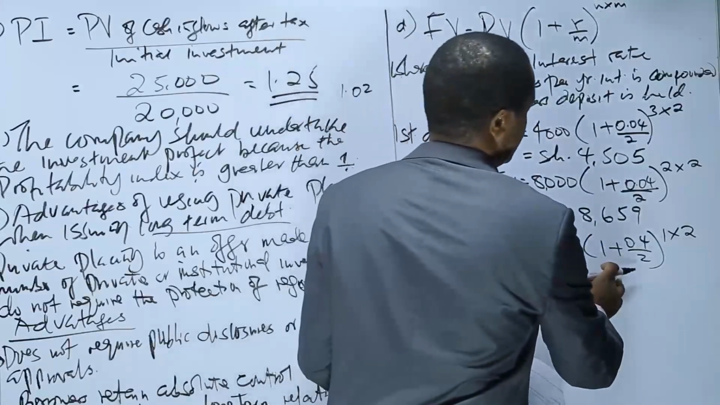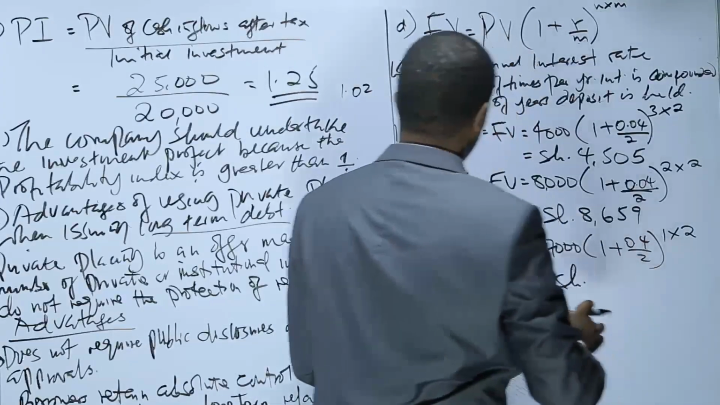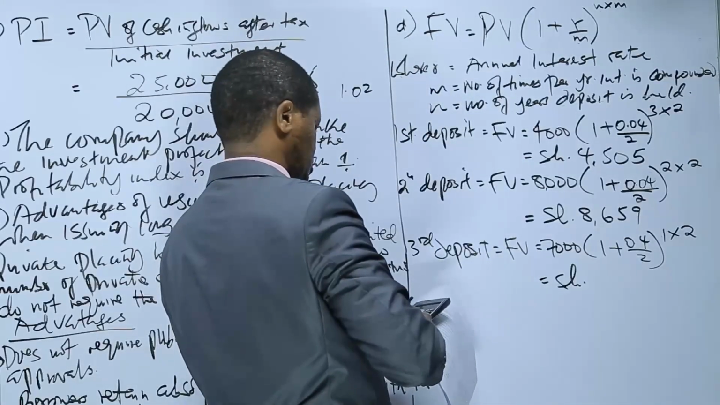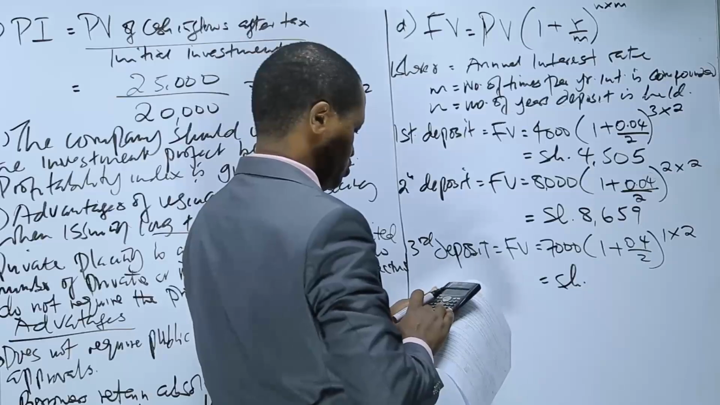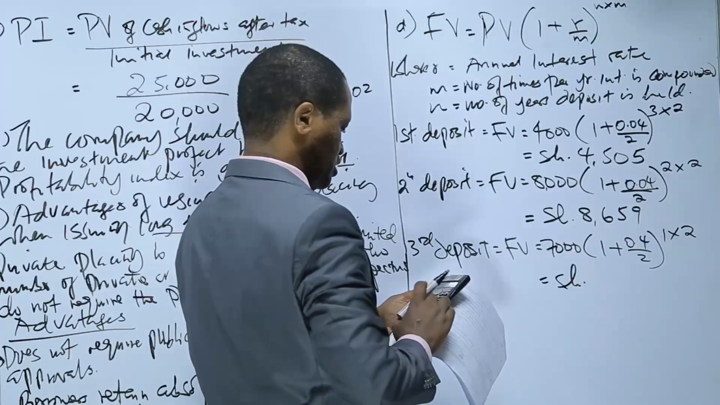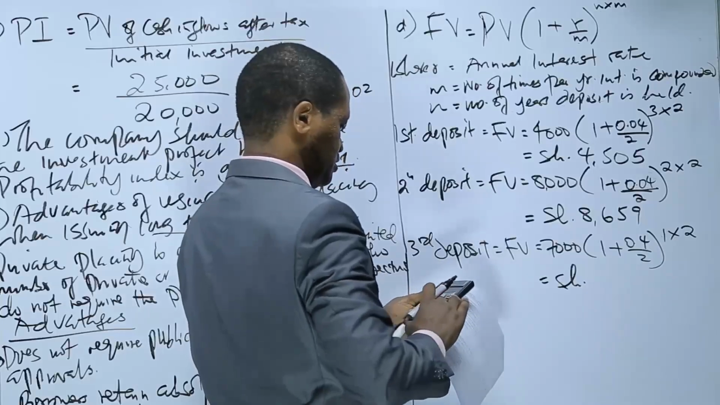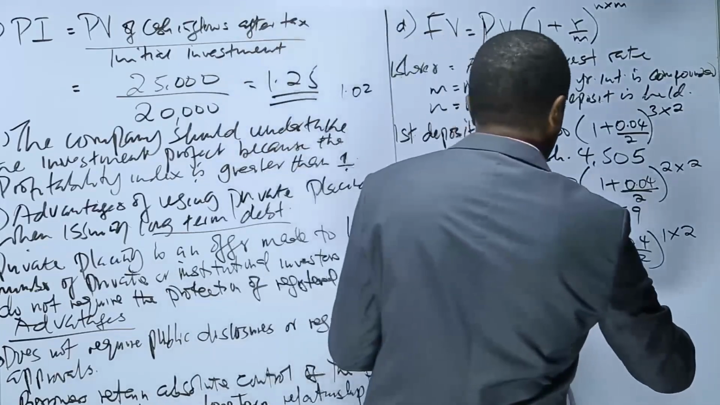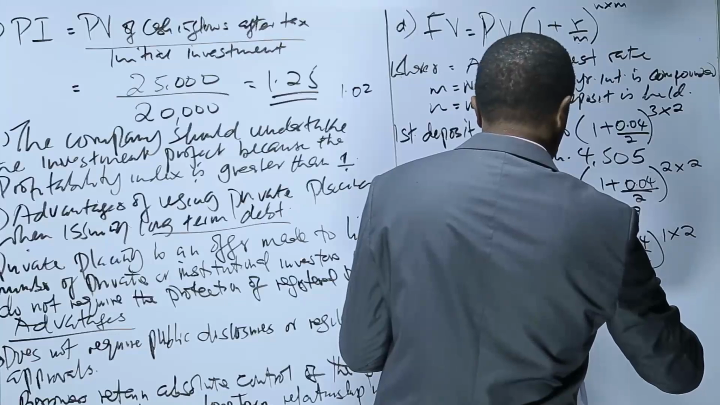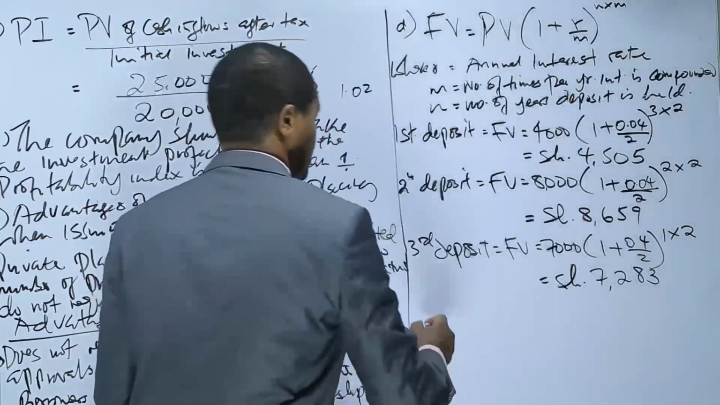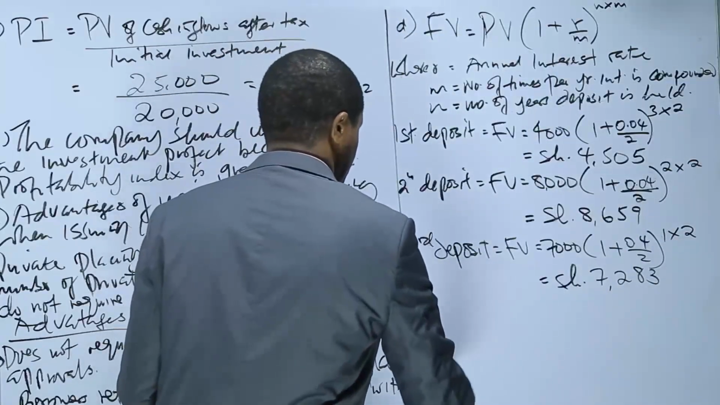1 plus 0.04 over 2, we had seen that this is equal to 1.02. We raise it to 2. Then multiply by 7,000. This is equal to 7,283 shillings. Then there is this fourth deposit.